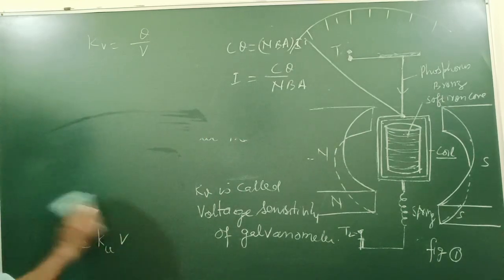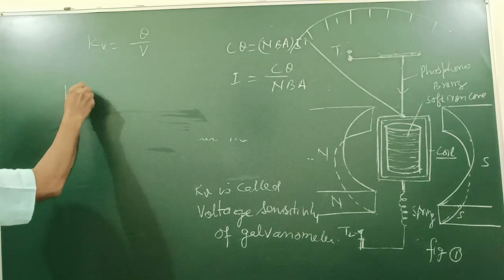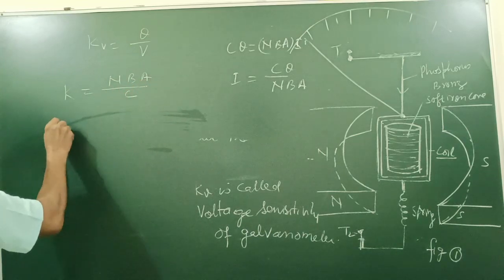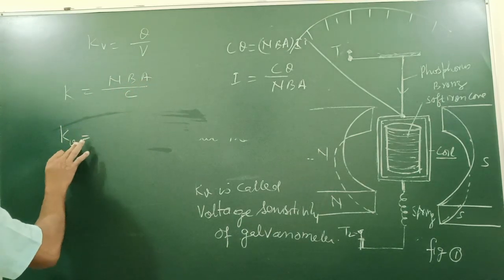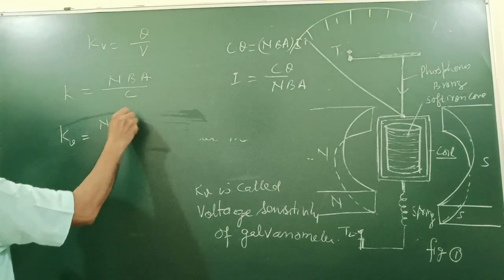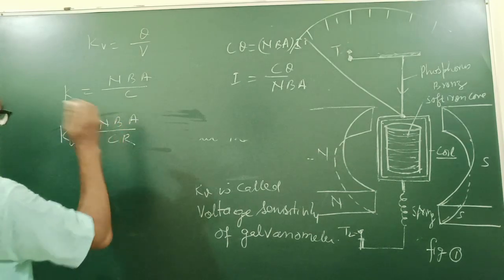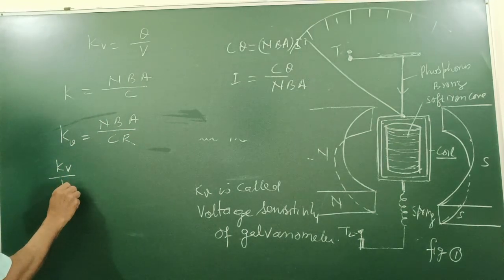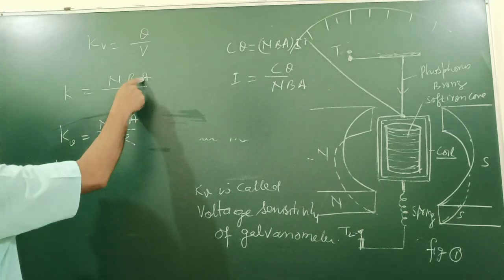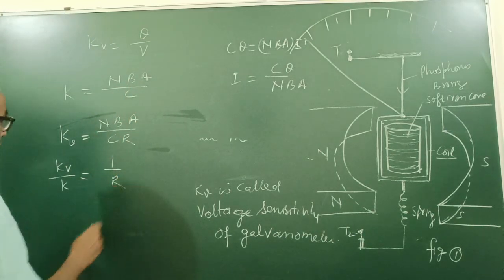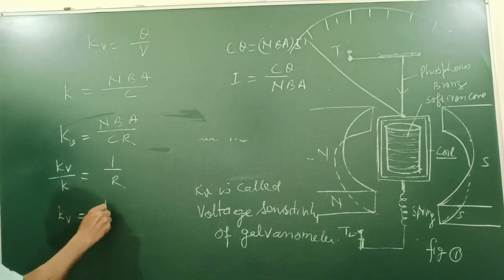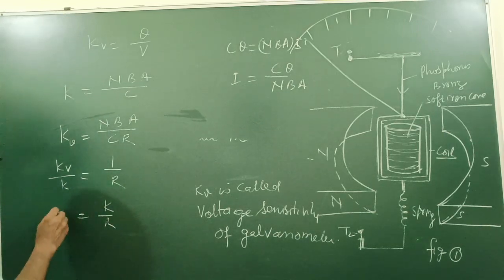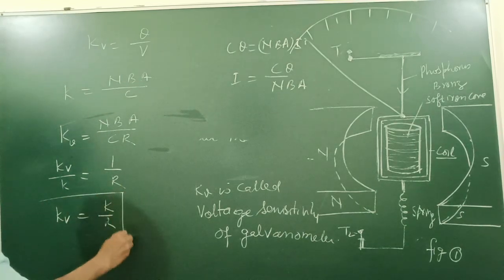Now one thing very interesting here. Current sensitivity K equal to NBA upon C, and K_V equal to NBA upon CR. Therefore, K_V upon K equal to 1 upon R, meaning voltage sensitivity K_V equal to K by R.